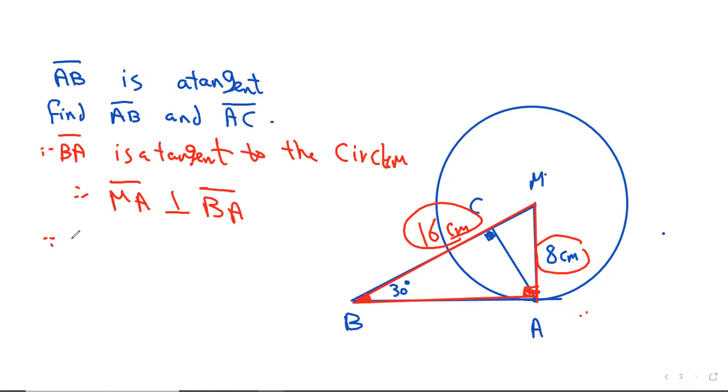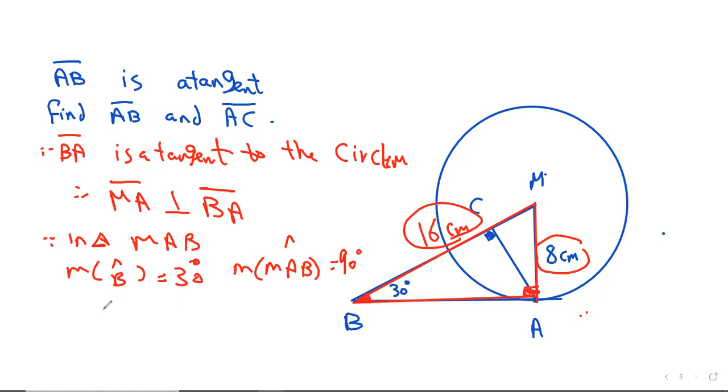So right, since in triangle MAB, the measure of angle B equals 30, and the measure of angle MAB equals 90, then MA equals half BM. So BM equals 16 centimeters. How can we get BA? It's very easy for you. We can get it by using Pythagoras.